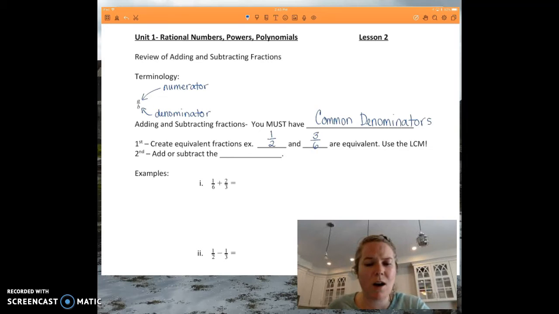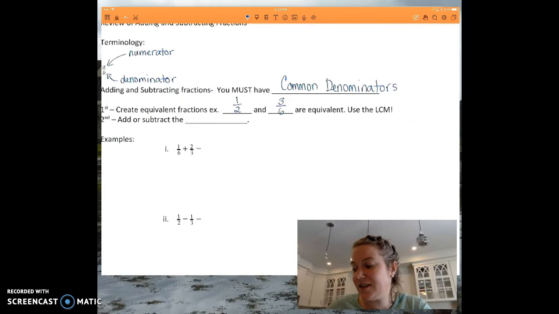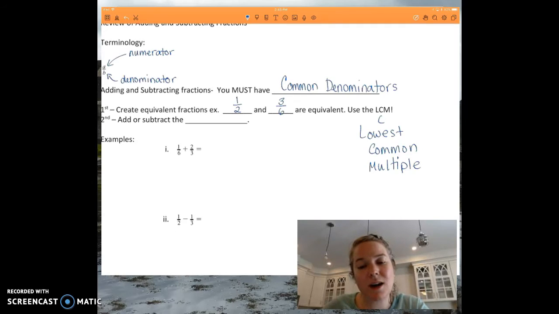So that when we are adding and subtracting, we use equivalent fractions to get common denominators. And the most useful number when we're creating those common denominators is going to be the LCM. Now the LCM stands for the lowest common multiple. Okay? And the lowest common multiple is the lowest value that all of the numbers will share.